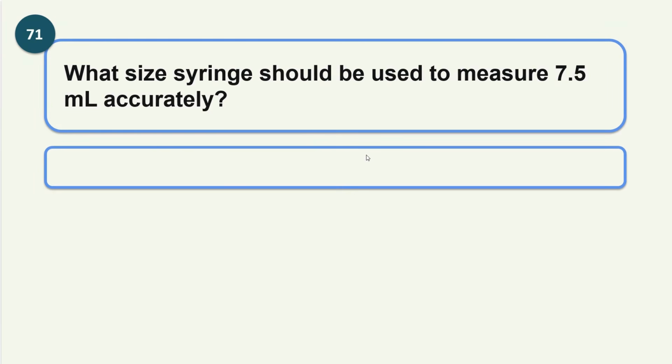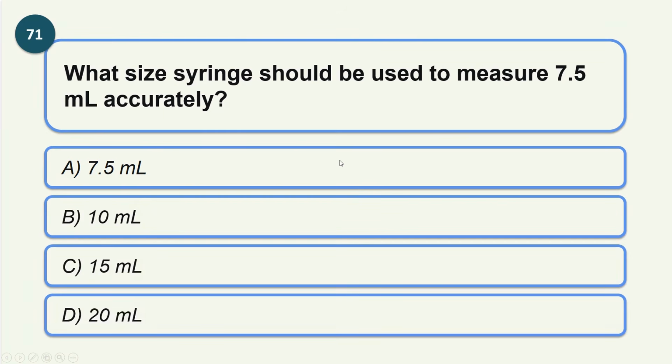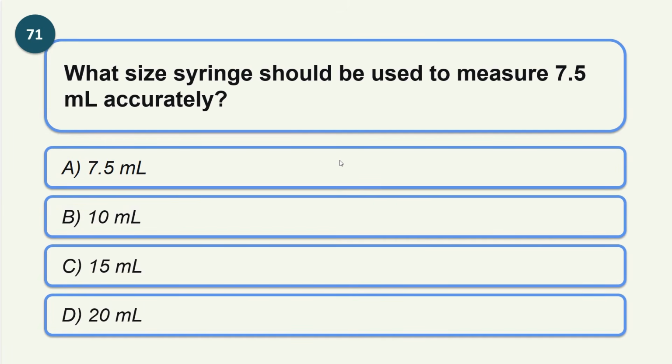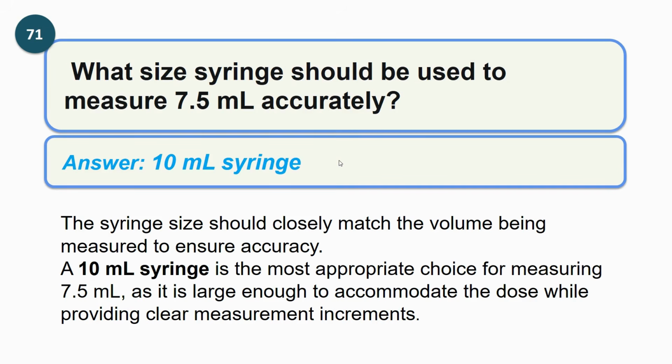Next, what size of syringe should be used to measure 7.5 milliliters accurately? A, 7.5 ml syringe, B, 10 ml syringe, C, 15 ml syringe, D, 20 ml syringe. Correct answer is 10 ml syringe.